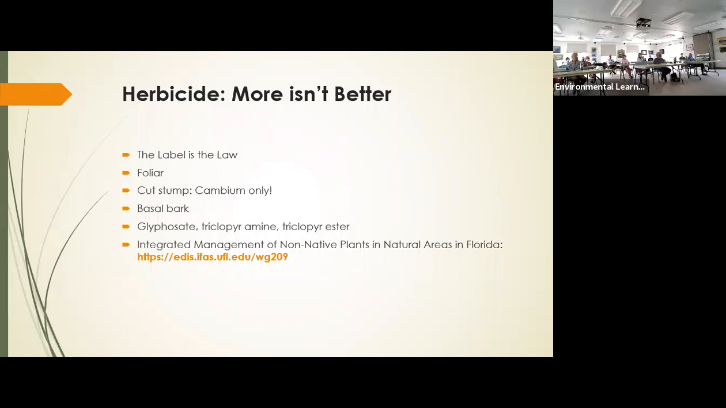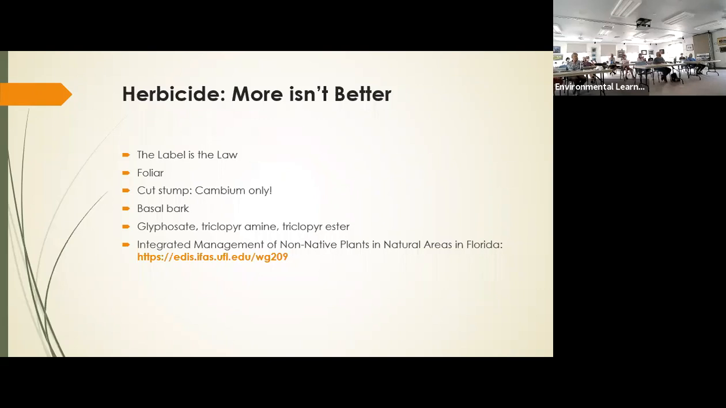And you're probably saying, why is she belaboring this amine ester part? The amine means that it mixes with water, so you could use that for a cut stump treatment. The ester mixes with an oil. When we use that in our yard, we go to a place like Sam's and buy the very cheapest vegetable oil we can. You can mix it with diesel, but we know that's a carcinogen too. So some sort of an oil, you mix the triclopyr ester in, and then you treat.